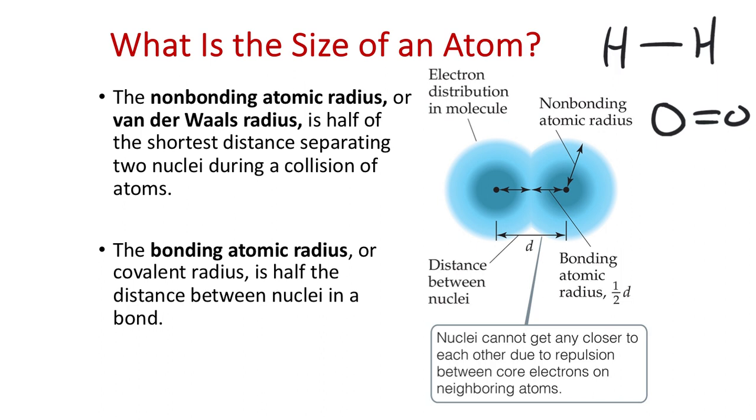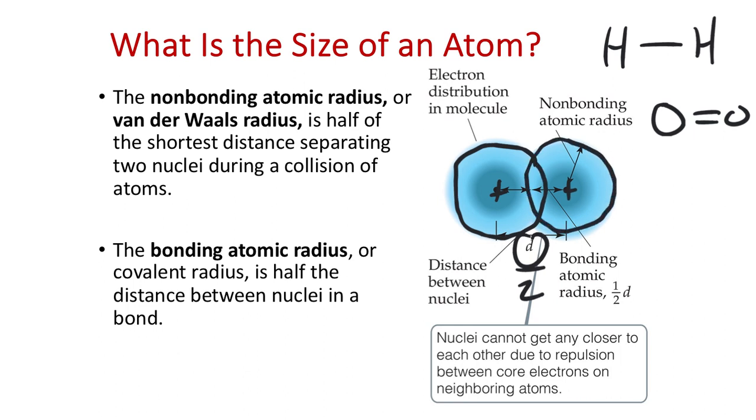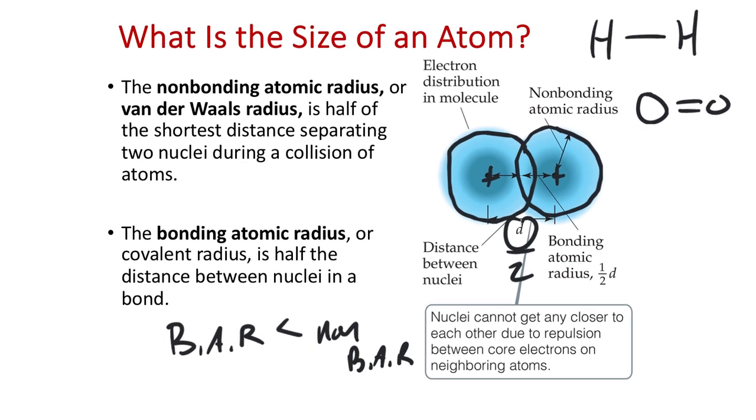And so the bonding radius is half the distance that's separating the two nuclei in the atom. So if you just take the bond distance d, cut it in half, then that would be the bonding radius of each of the atoms, say for hydrogen. So the idea here is if this is the non-bonding radius, then the bonding radius is going to be shorter due to the overlapping or the sharing of electrons between the two atoms. And so the bonding radius is always going to be shorter than the non-bonding radius, just due to sharing of electrons.